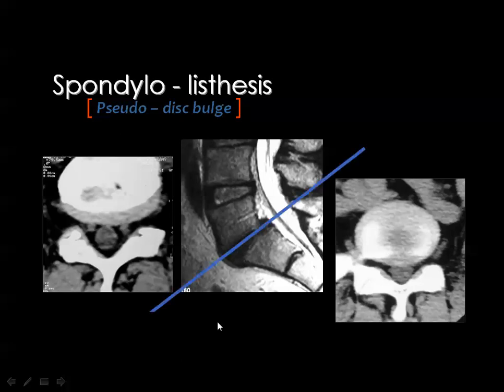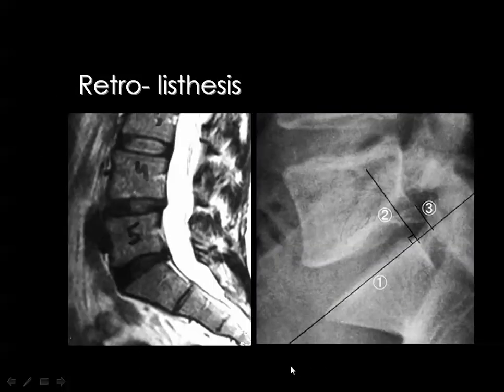Then if you have a section like this, you will get this appearance. You see the vertebral body with a big soft tissue shadow which is not conforming with the margin of the disc, and this shadow is encroaching on the neural foramina. This is known as pseudo disc bulge, and this is quite different from the true disc bulge, which is confined to the margins of the disc and is seen at the level of the disc, not at the level of the vertebral body.